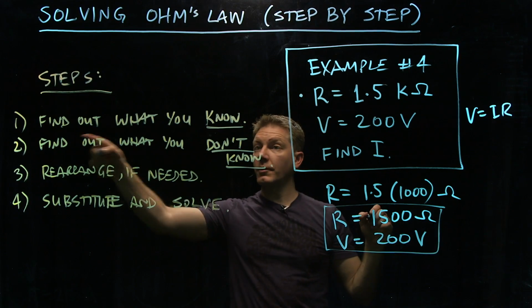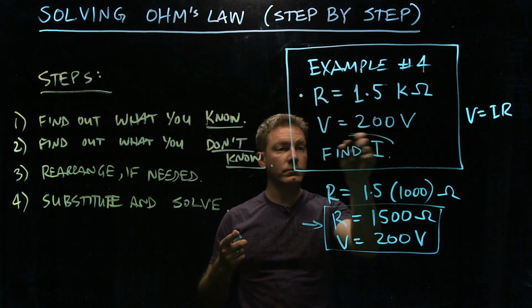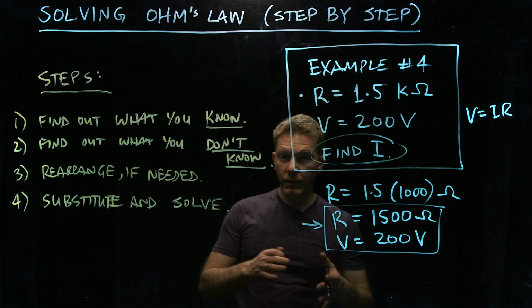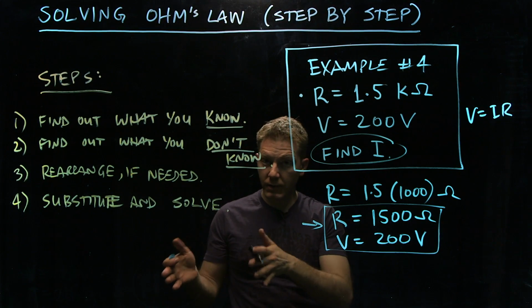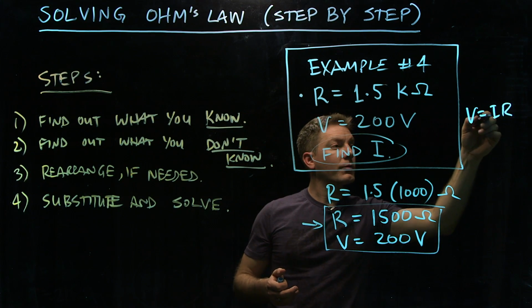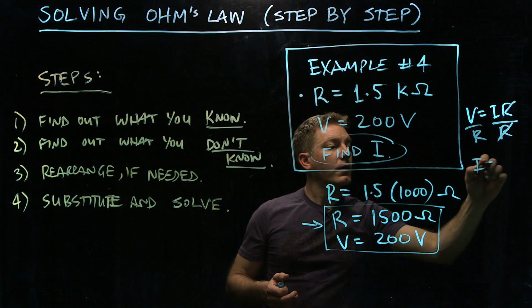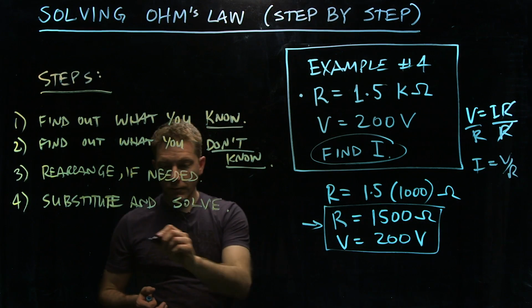So that's step one. Find out what you know. This is now what we know. What don't you know? I. So now we want to get I on the one side and V and R on the other side. So I can do that. If I want I by itself, I divide both sides by R, and I end up with I equals V over R.